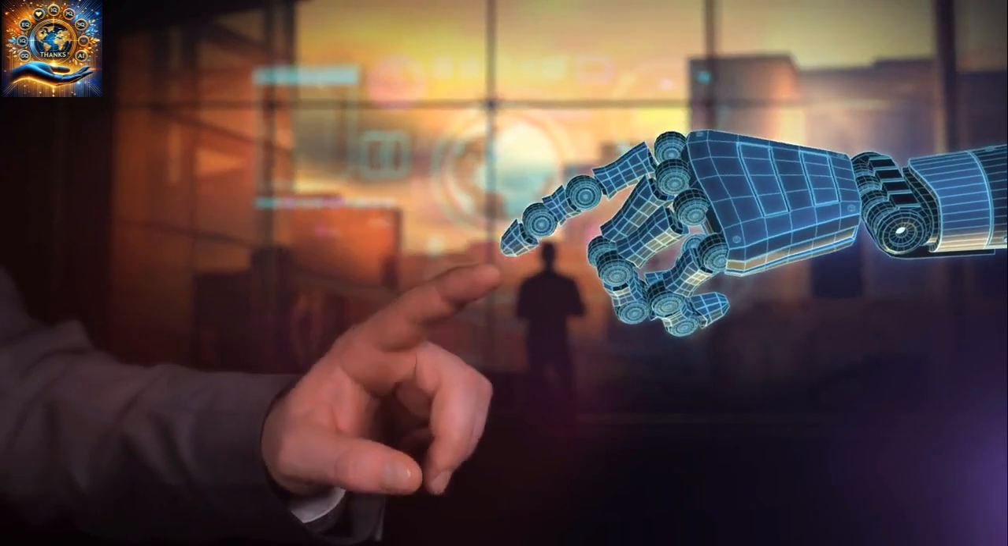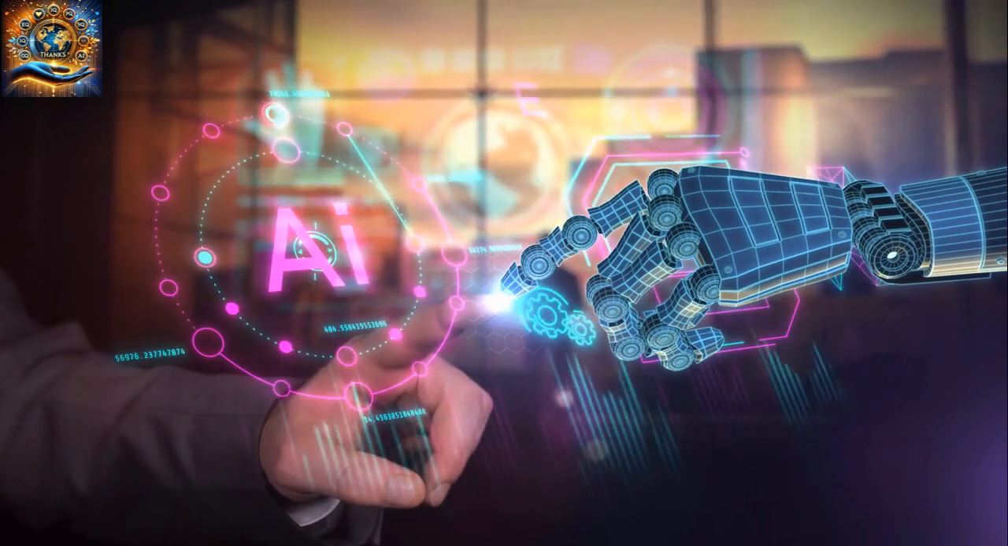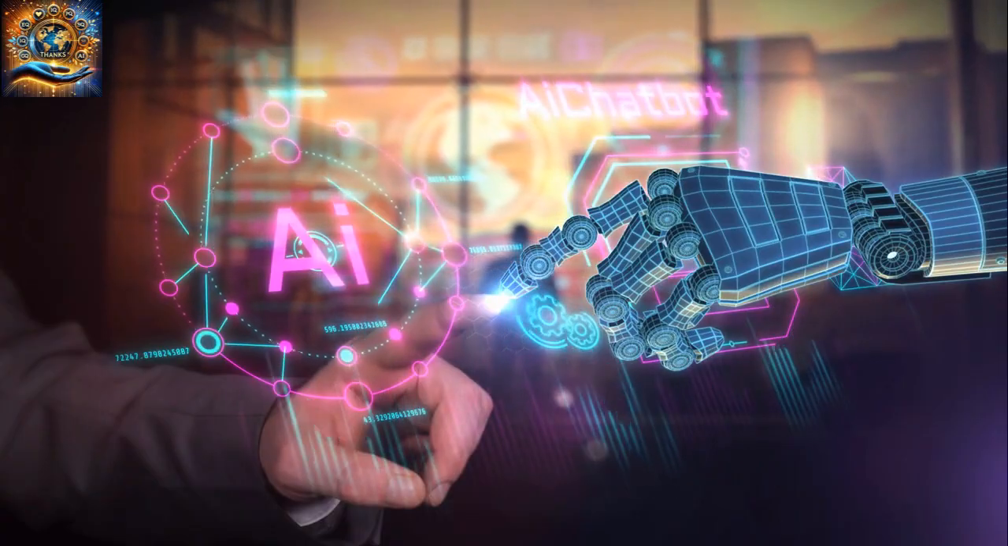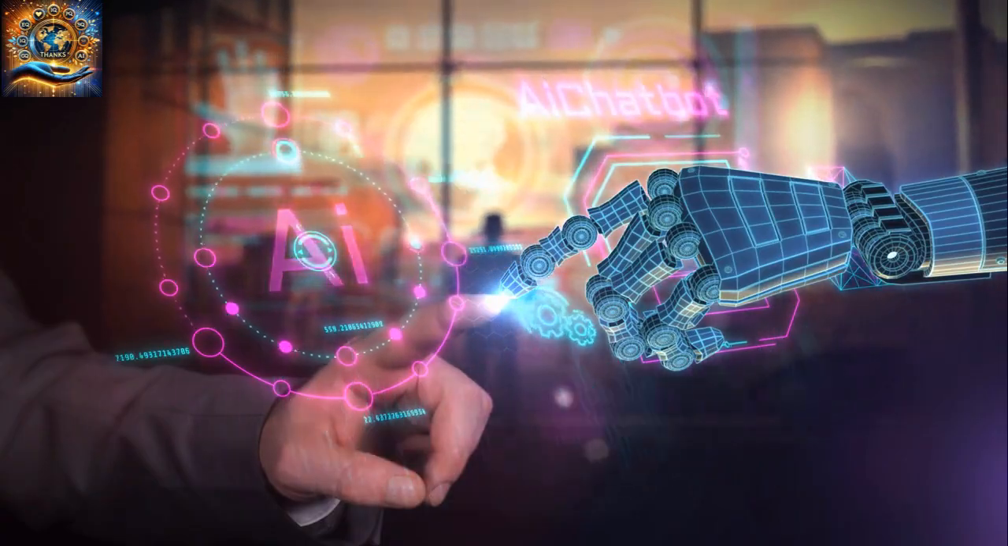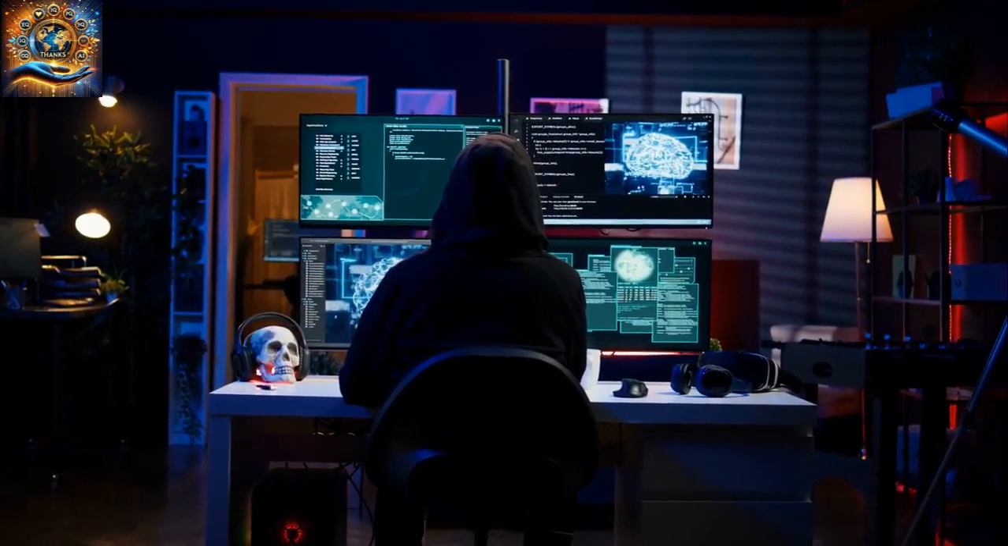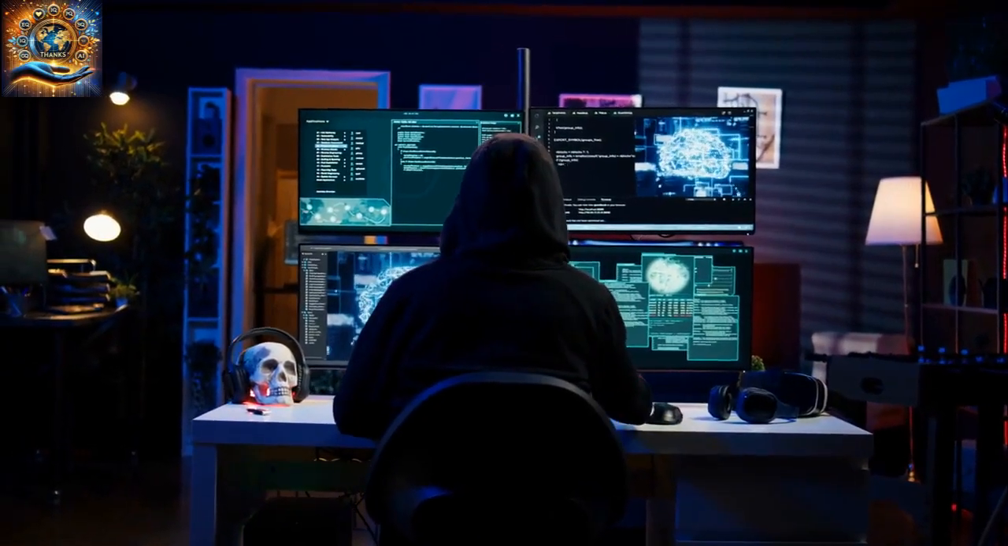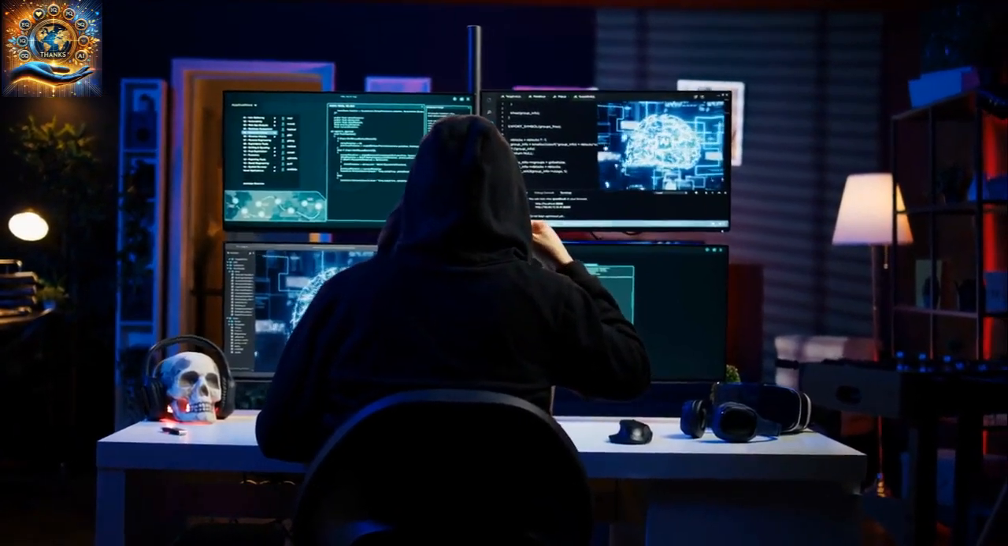In the next 2 hours, we're diving deep into the technologies, tools, and real-world applications of AI in managing online systems. From optimizing network traffic to detecting cyber threats in real time, AI is changing the way we stay connected.